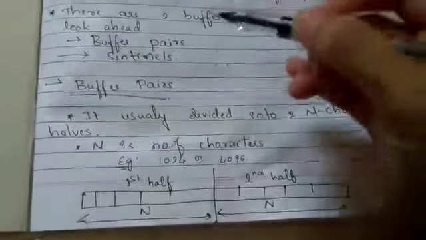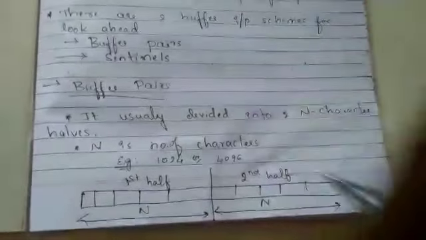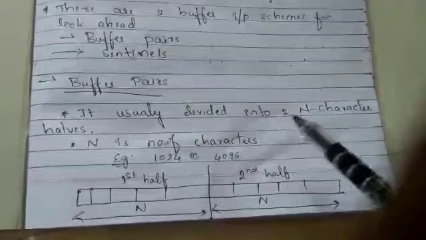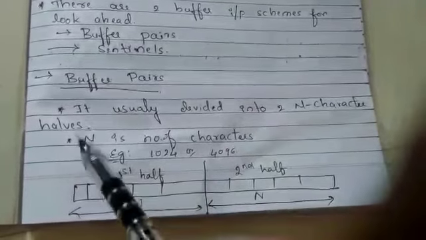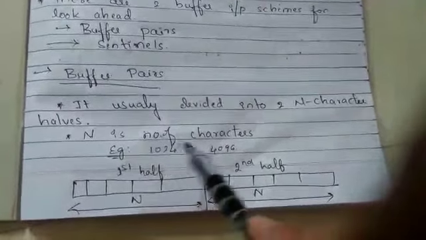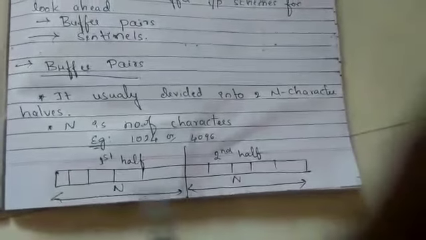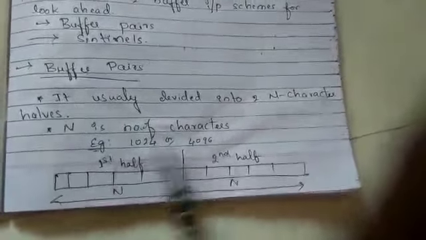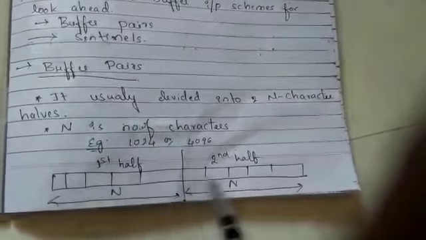We'll start with the buffer pairs first. It is usually divided into two N character halves. It means what? N is a half number of characters. So I am dividing the total buffer into two halves, first half and second half, with N characters.